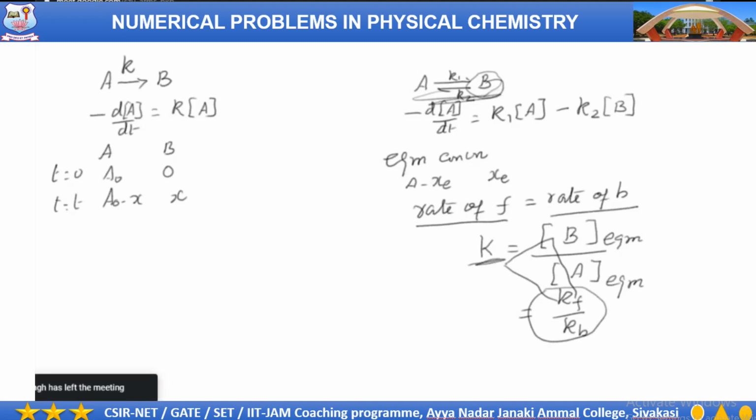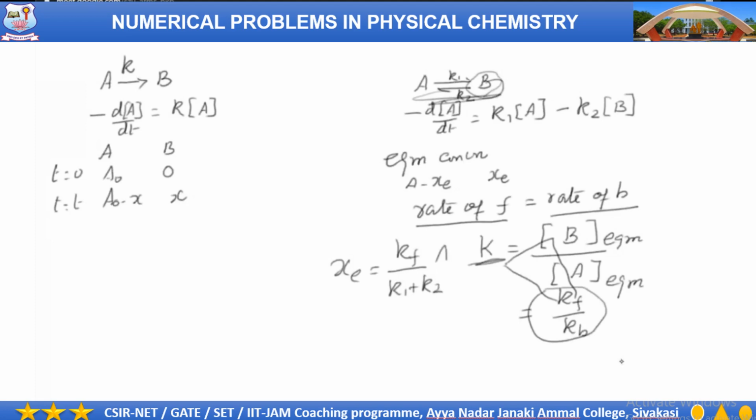And here we have not calculated the concentration for XE. What is the equation to calculate the equilibrium concentration of the reactants as well as the product? That can be derived, but here I am not going to derive this. It is given by the equation XE = KF/(K1 + K2) times the concentration of A. Let us assume the initial concentration of A is A.